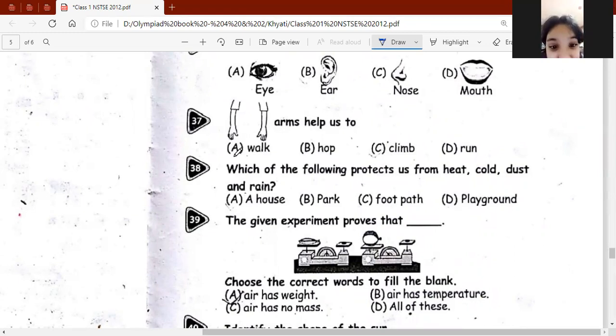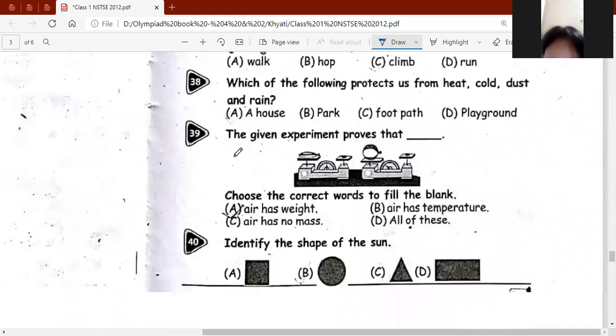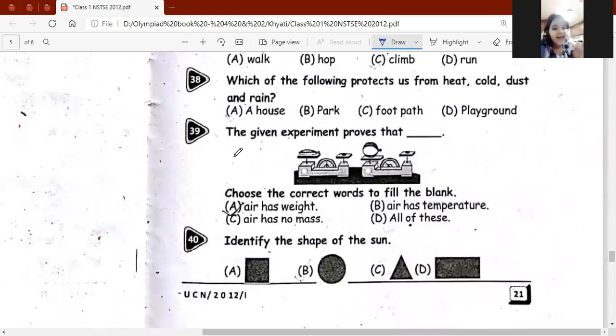Arms help us to climb. Very good. Which of the following protects us from heat, cold, dust, and rain? A house. Yeah, very good.